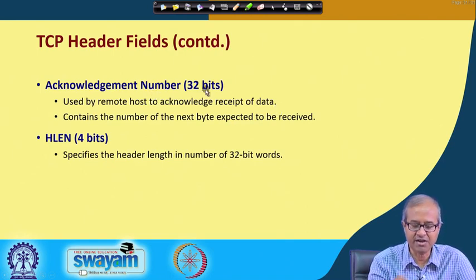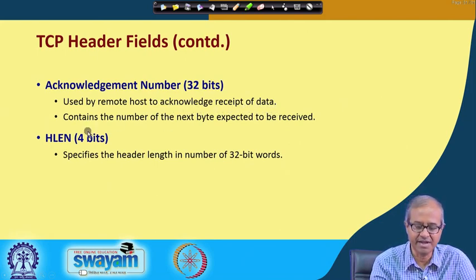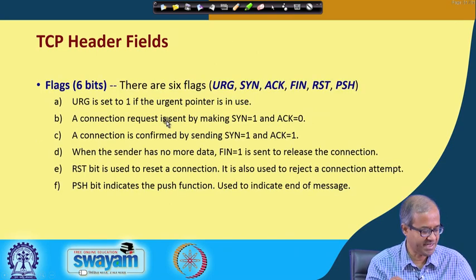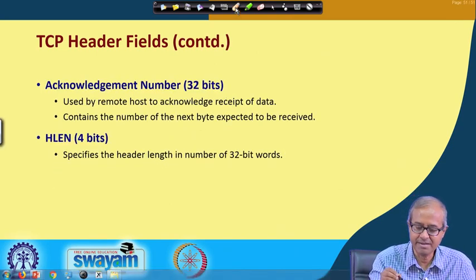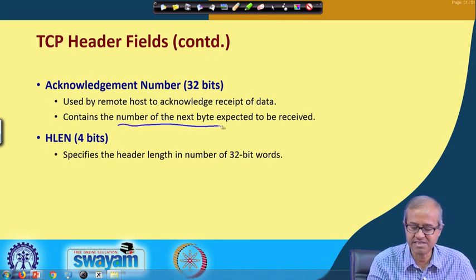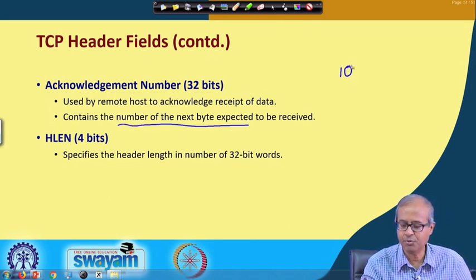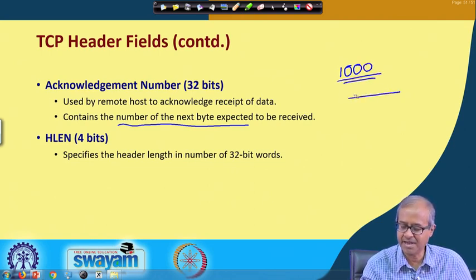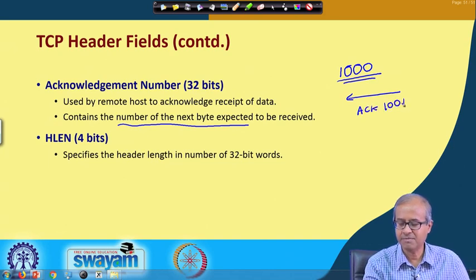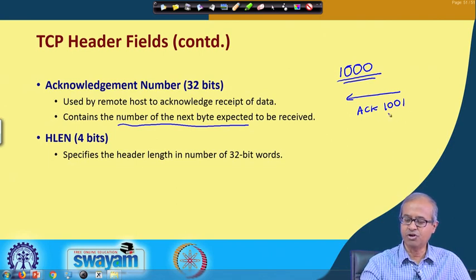Similarly, from the other side, acknowledgement number is coming. The remote host will acknowledge receipt of the data. It will contain the number of the next byte expected. Like say, suppose the receiver has correctly received up to byte number 1000, let us say. So, it will be sending back an acknowledgement saying acknowledgement 1001. So, it will be sending back an acknowledgement packet with the acknowledgement number field as 1001.